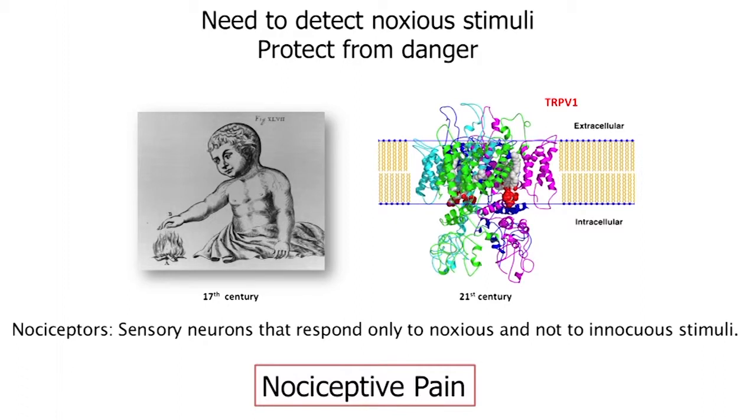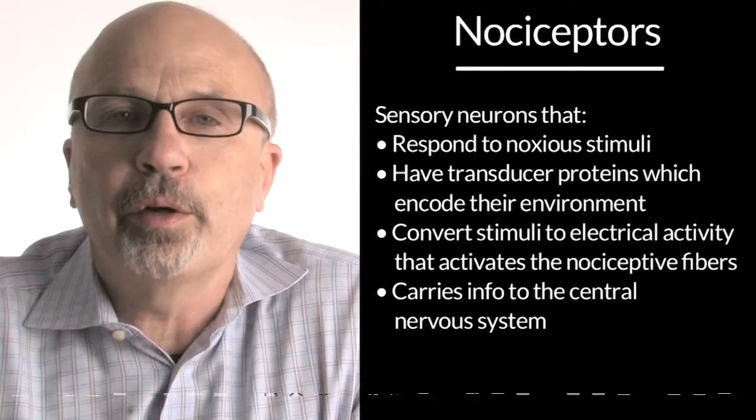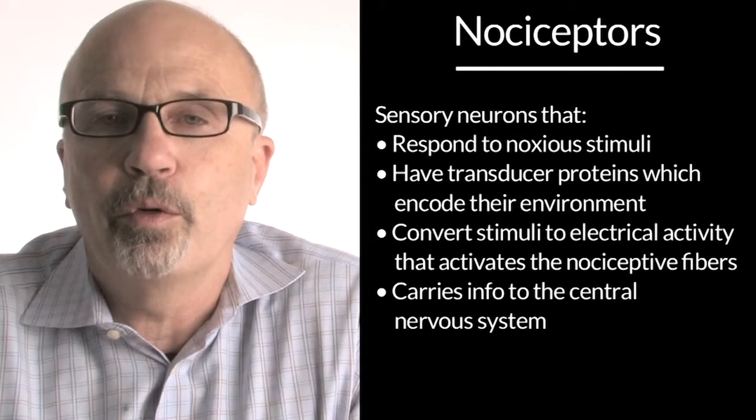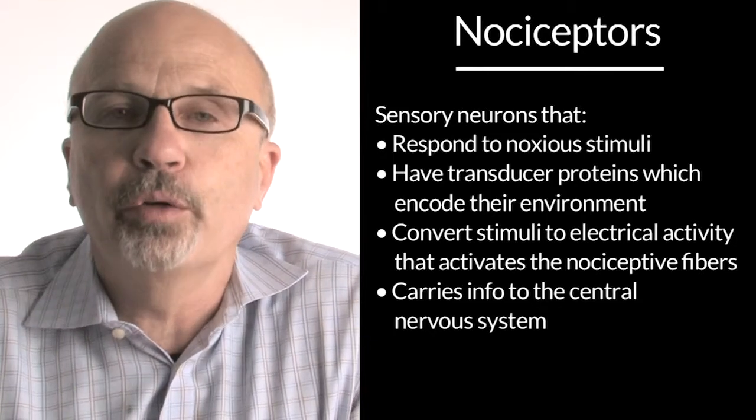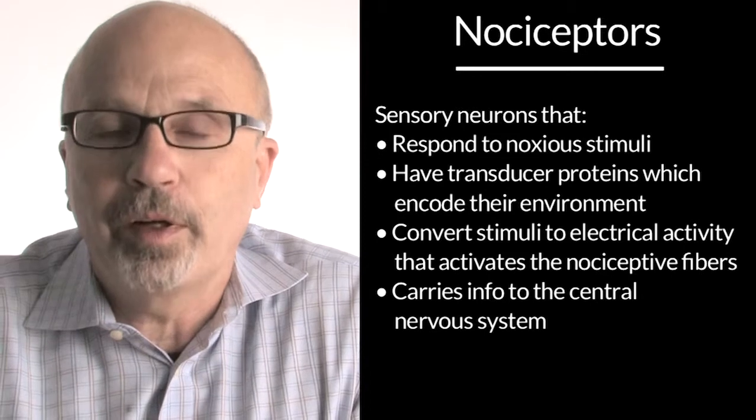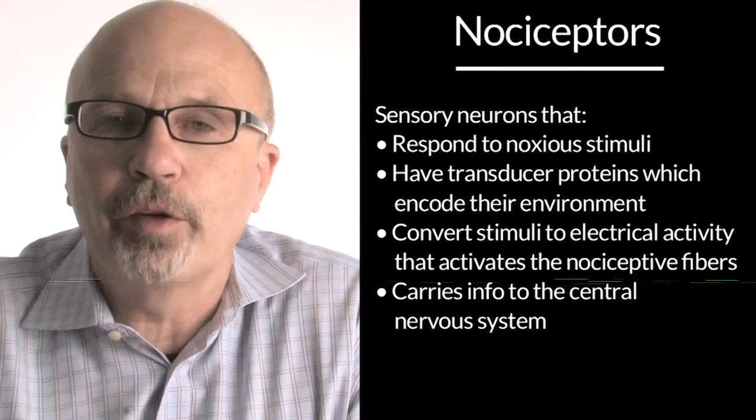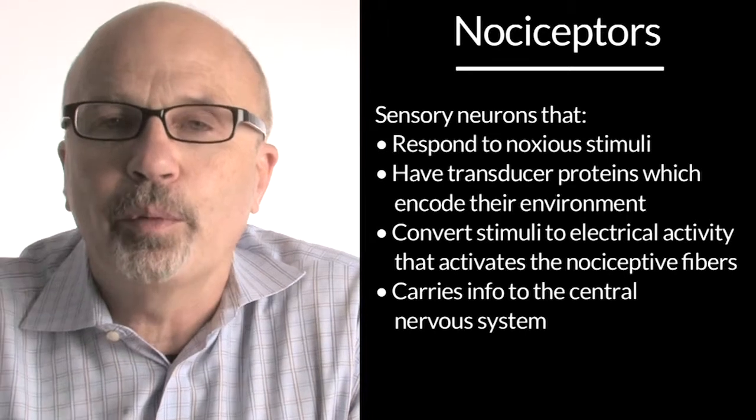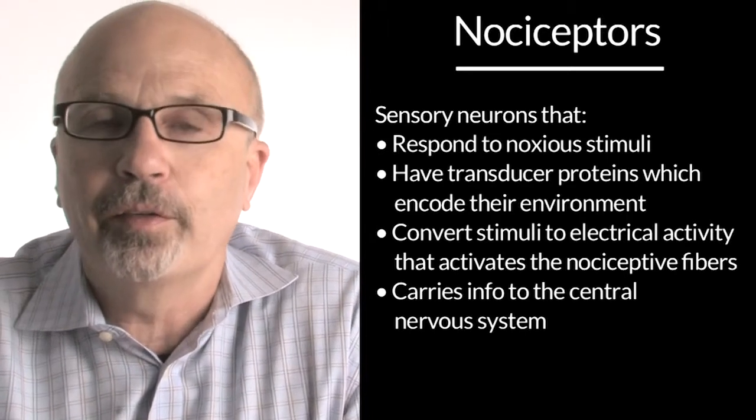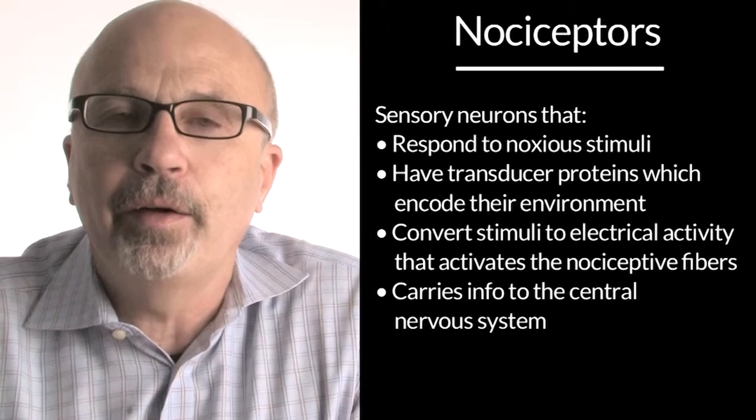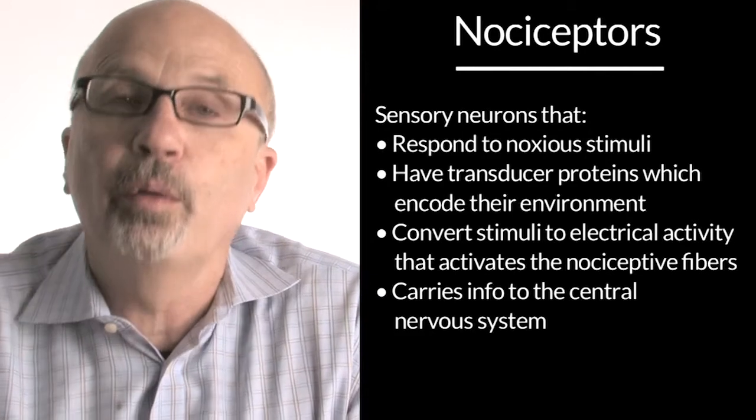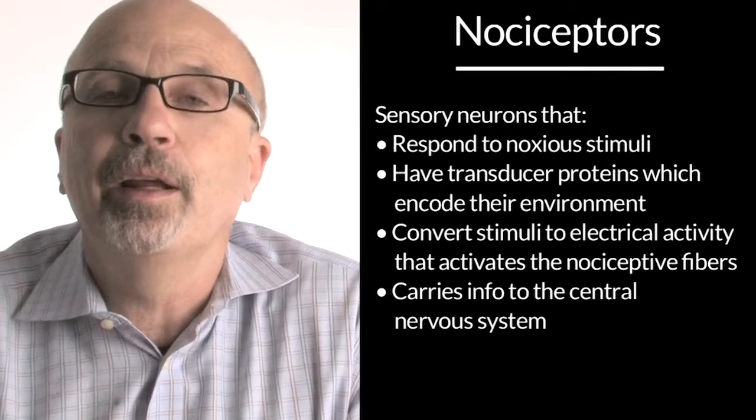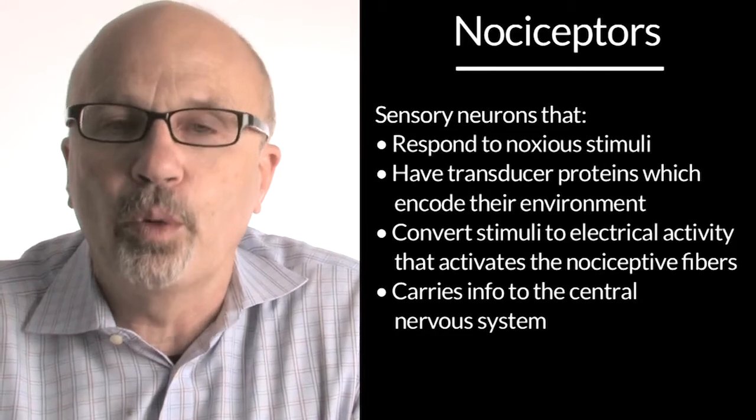One of the big breakthroughs in our understanding of the mechanisms of pain has come from the recognition that the sensory neurons, the nociceptors that respond to noxious stimuli, have particular proteins called transducers which encode features of the environment, particularly those associated with intense or damaging stimuli, and convert these stimuli into electrical activity which activates these nociceptor fibers and carries information to the central nervous system, where it can elicit both the sensation of pain, which we call nociceptive pain, pain evoked by a noxious stimulus, as well as withdrawal responses.